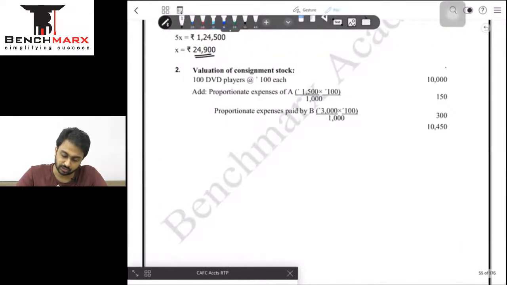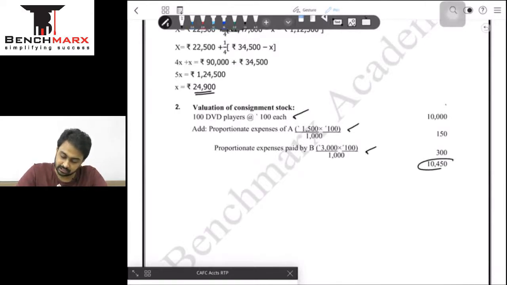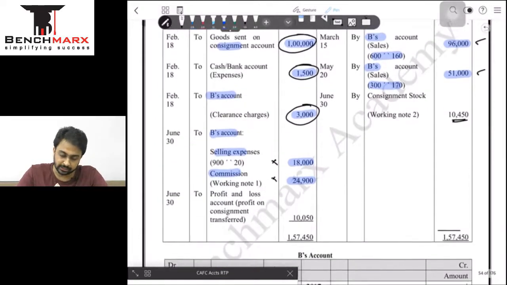This is what the valuation must have been done in the working note. So ये तो अपना कॉस्ट आ गया, ये proportionate my expense and proportionate expense of the consignee, सब मिला के 10,450. All you can do 10,000 अपना 1 lakh plus 1,500 plus 3,000, the whole का 10%, because 100 is unsold out of 1,000, it will arrive at this figure. All the amounts are posted in the consignment account.